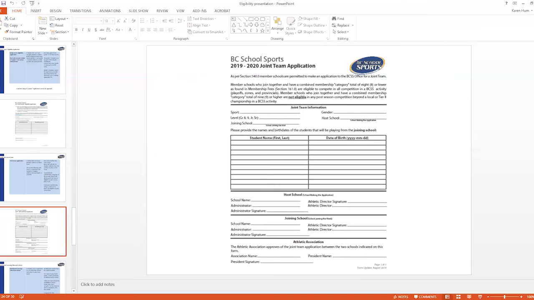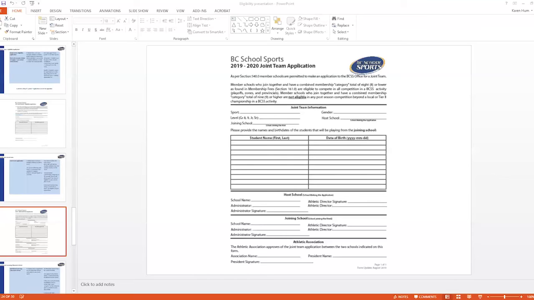Karen, on the previous slide you talked about 8 or lower could be eligible for postseason play. What does that mean? Each school has a membership category. So essentially the membership category is the number of students that are at your school. It is in our handbook on page 16. So we'd be looking at the category codes of the 2 schools combined to determine if their enrollment together is at that threshold. Okay, got it.